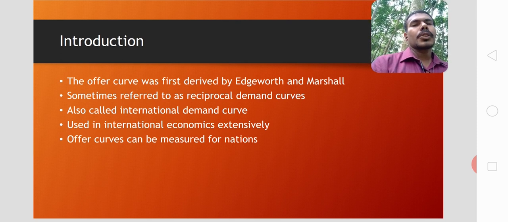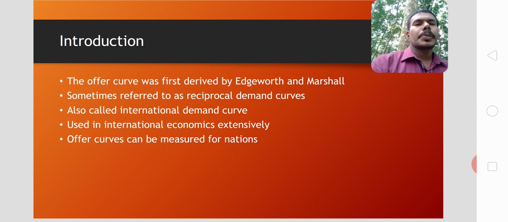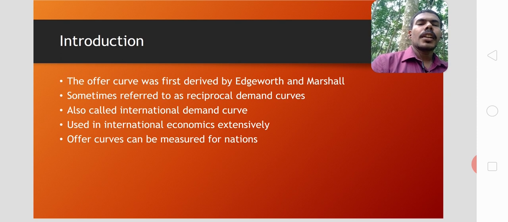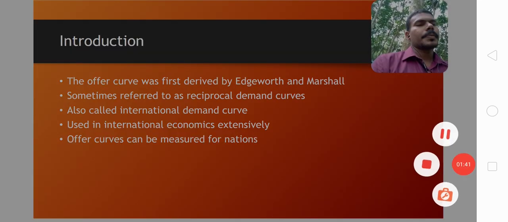This is in fact called the mutual international demand curve, and this was developed first by Edgeworth and Marshall. Later on, this offer curve analysis was associated with the name of J.S. Mill. So before that, Edgeworth and Marshall developed this concept of offer curves.